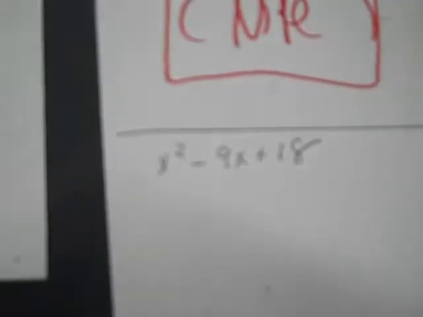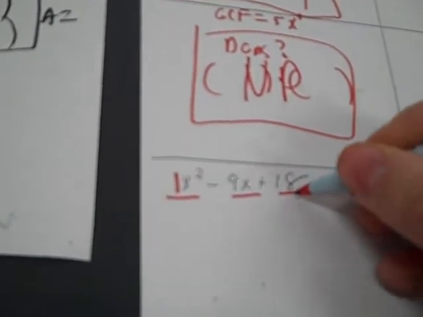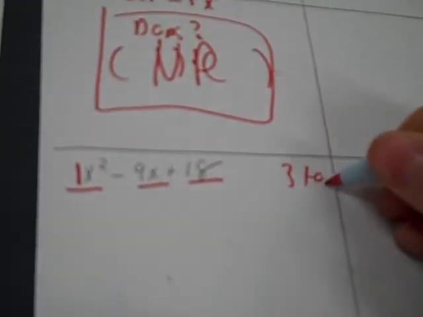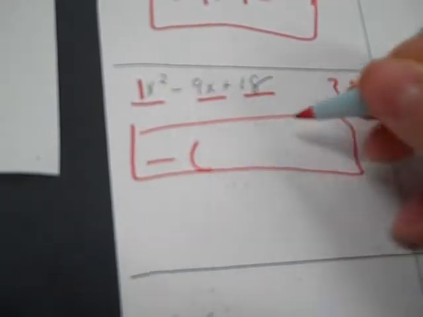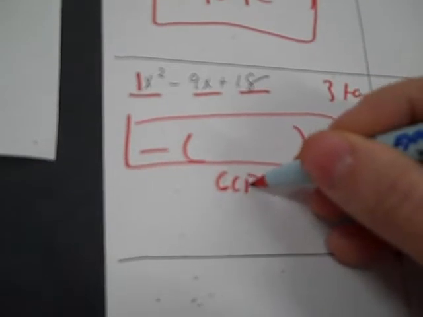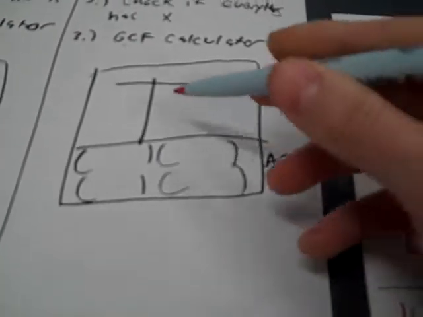Okay, now the next one, how many terms do I have? Well, 1, 2, 3. So that's 3 terms. So 3 terms GCF. And then the T-chart. Don't make the parentheses till the T-chart's done. Just don't do that. It's not a good idea.